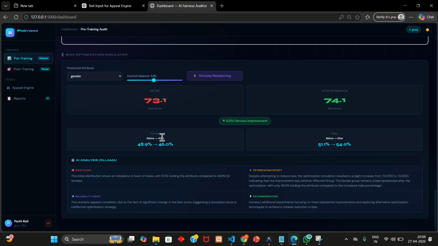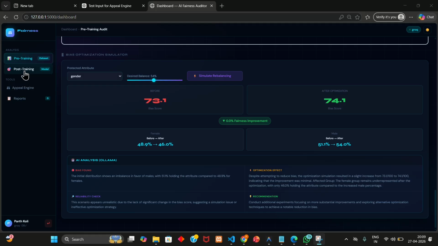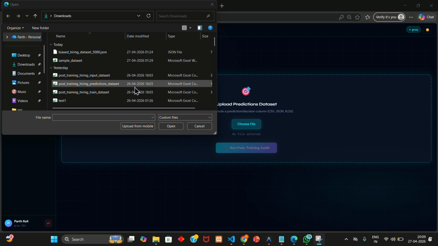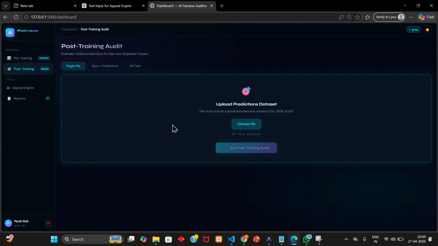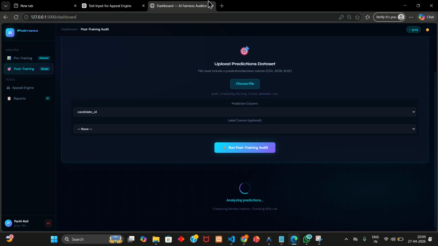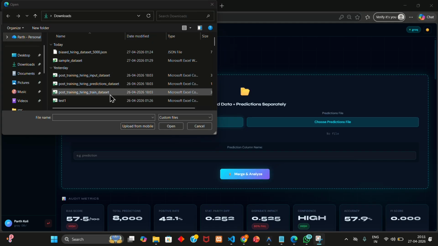Our simulator not only highlights these outcomes but also provides analysis and recommendations. In this case, it suggests using more balanced targets and diverse data to achieve meaningful fairness improvements. Now we will move on to the post-training part, where the model is already trained. Here we will select the post-training hiring dataset, which is already biased. Here we also put the input and model prediction data.